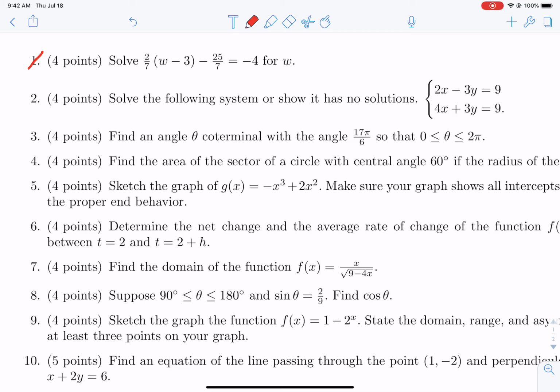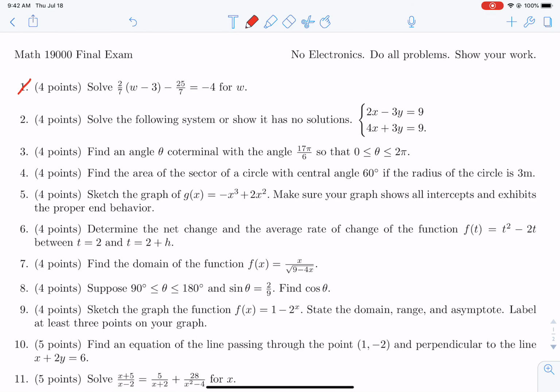The number 3, we don't know how to do that, but you've probably seen it. What do we mean by coterminal angle? And number 4, the area of a sector. You might remember doing something like this, but you have to remember it now after we cover it. Number 5 is sketch the graph of g of x.